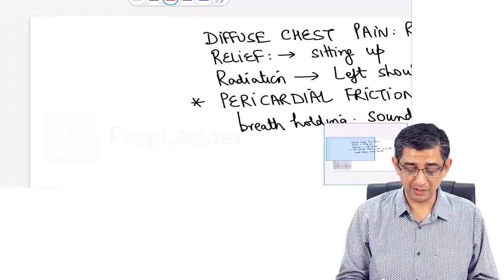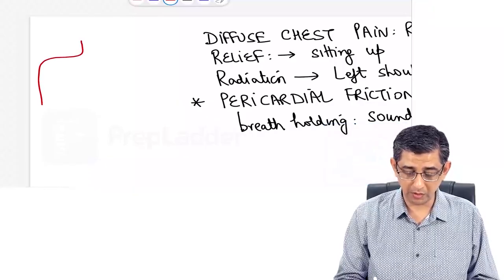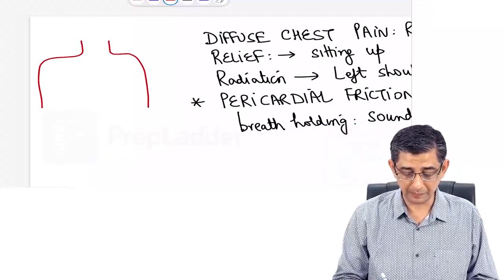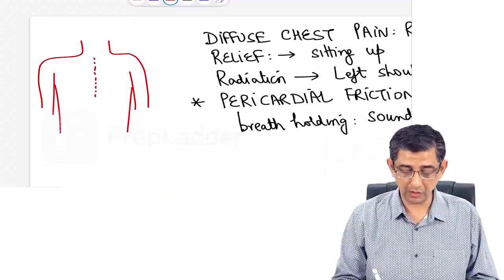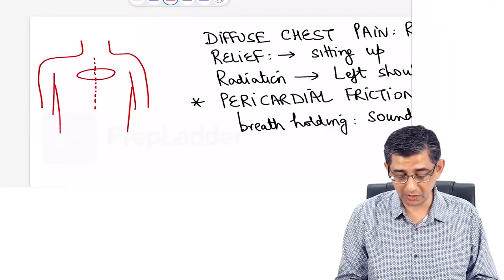I would like, at this junction, to remind you of what I've taught you in acute coronary syndrome, just a quick revision here. If a person is having a cardiac event or a coronary event, there will always be diffuse chest pain.